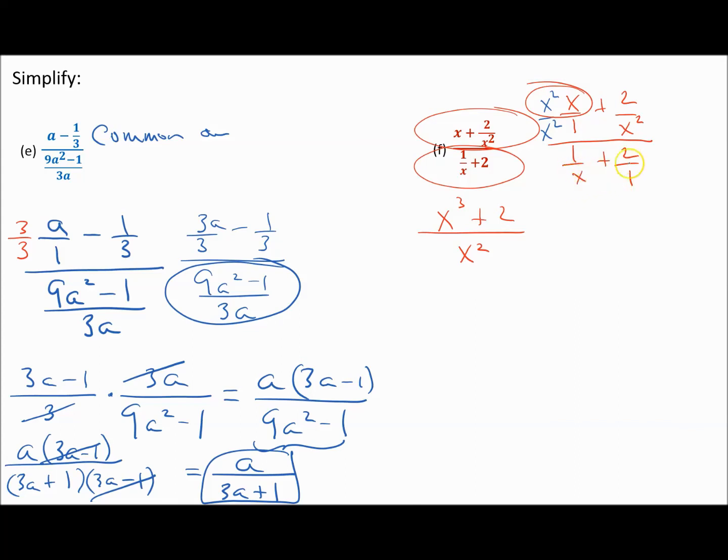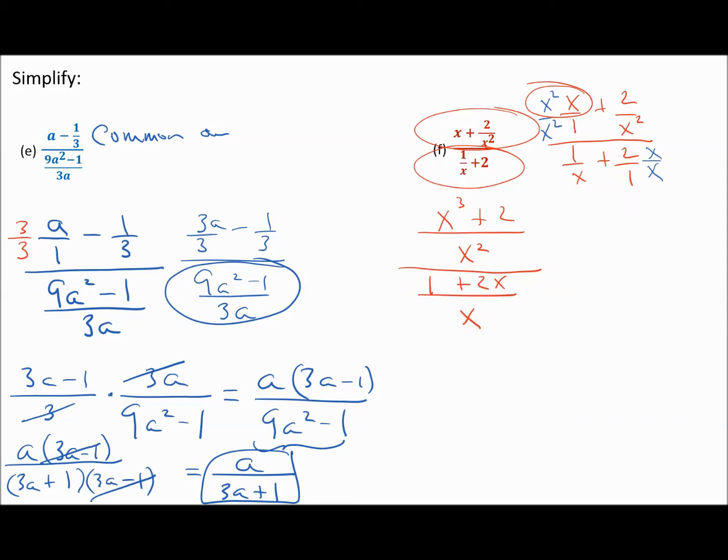In the denominator, my common denominator is x. So there's already an x here. I need to multiply this fraction by x over x. That's going to result in, so big fraction bar, 1 plus 2x over my common x.